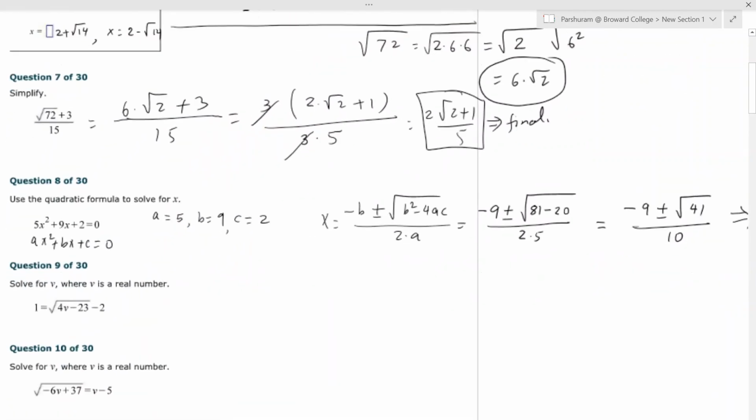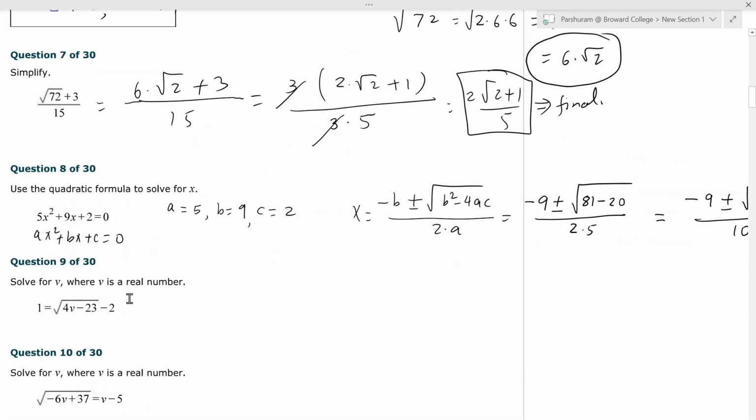Okay, after that let's go to number 9. This is a radical equation. To solve a radical equation, we try to keep the radical on one side if there is just one radical, and bring everything else to the other side. So in this case, if I add 2 to both sides, that gives me 3 equals the square root of 4 times v minus 23. Now to get rid of this radical sign, we can just square both sides, and I can do this thing. I can square both sides of the equation.